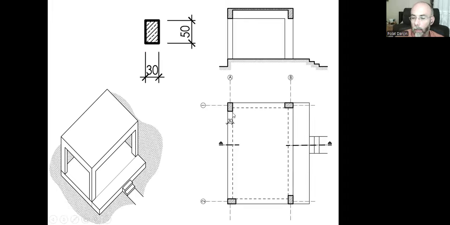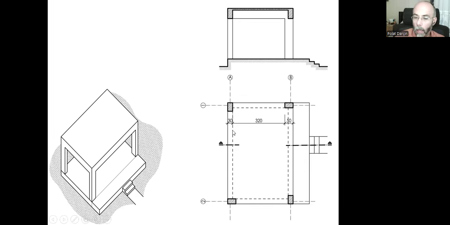I need to give the sizes of all columns, not only in this direction, but in the other direction as well. And I need to give the gaps between the columns. So I continue this line, and this is 50 centimeters, as you can see. And in between, there is a 320 centimeter gap. And these are the real measurements, not the scaled numbers, but the real numbers. So I gave the size for this column, the gap, and the other column.